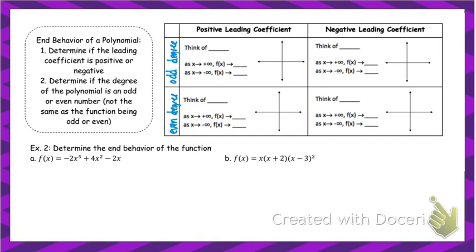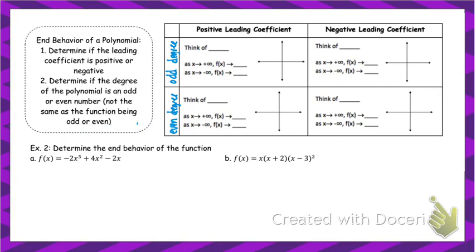Now, odd degree and even degree is not the same thing as the function being odd or even. If you remember, we did that at the very beginning of the year. An odd function was where f of negative x is equal to negative f of x. Even functions were where f of negative x is equal to f of x.